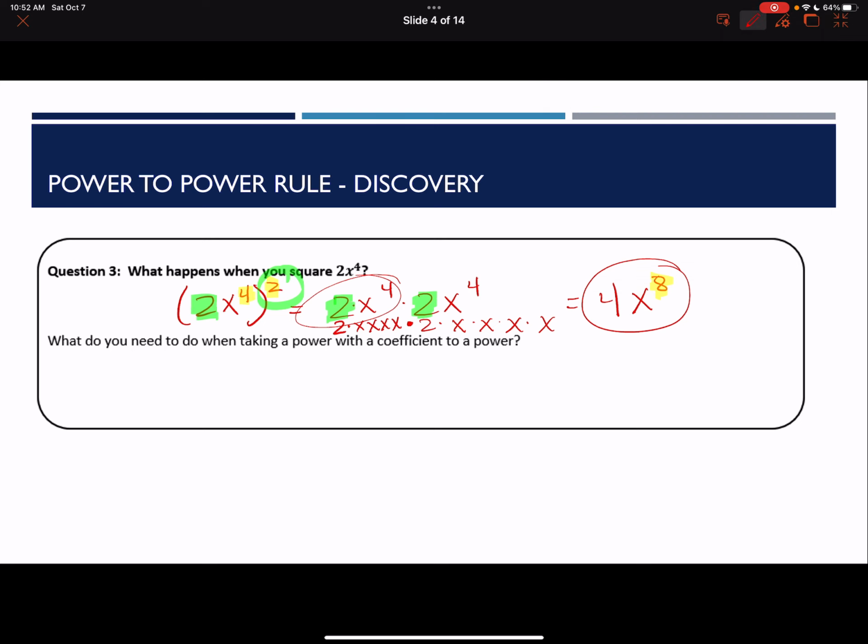So when I have a coefficient, remember the coefficient is the number out in front of the variable. I have to raise the coefficient to the power as well. I'm not multiplying the coefficient by the power, I'm raising it to that power.